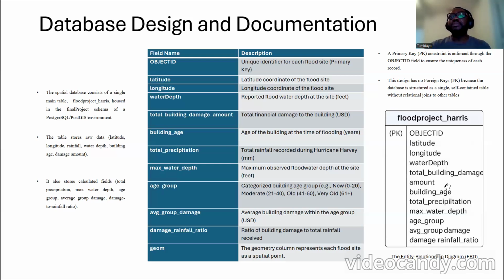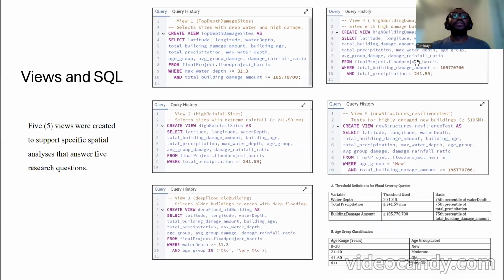Then I want to quickly mention that an ERD, entity relationship diagram, was created, whereby we have a primary key, which is the object ID. But in this case, there is no foreign key because the database is structured as a single self-contained table without relational joins to any other table. I just wanted to put that out there.